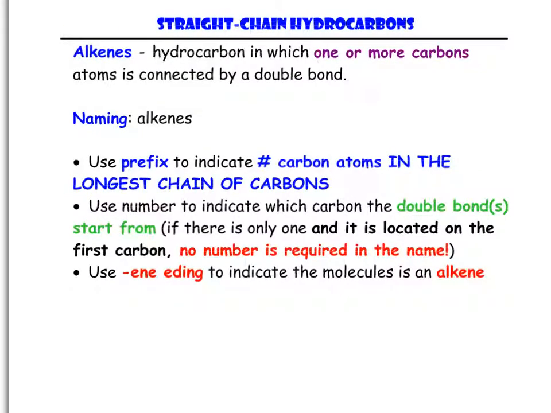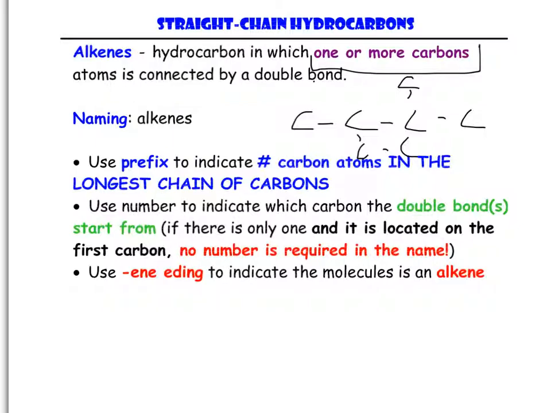Now we're going to start focusing on alkenes. Alkenes are hydrocarbons in which one or more carbon atoms is connected by a double bond. And double bond here is the key word for alkenes. When you do this, you want to use the prefix to indicate the number of carbon atoms in the longest chain. There are different types of chains. They're not all just single bonded carbons going the whole way through. Sometimes you will have carbons that branch off like this, or you might see a branch that goes like this and then this. We will get practice with that coming up.